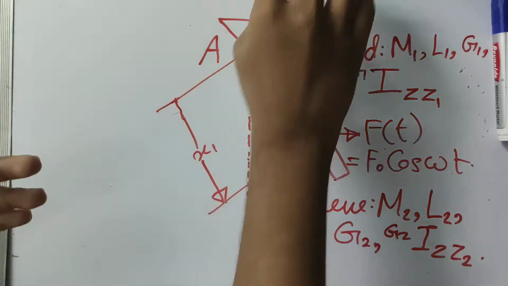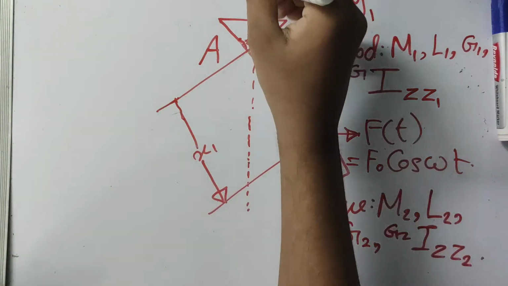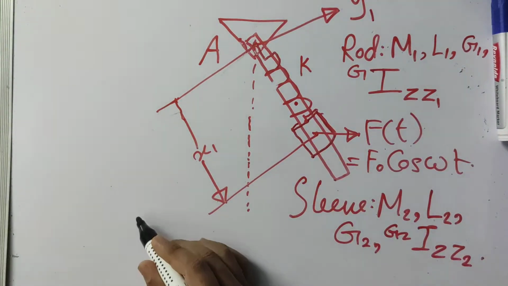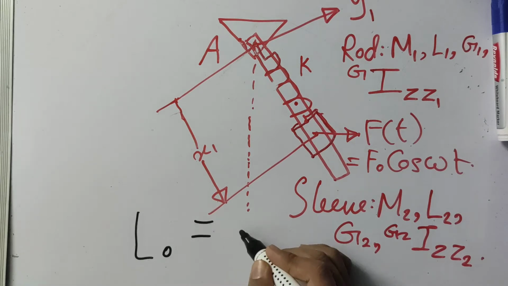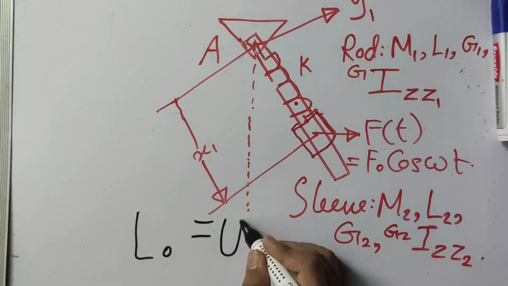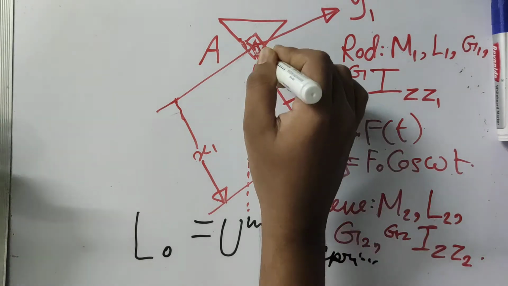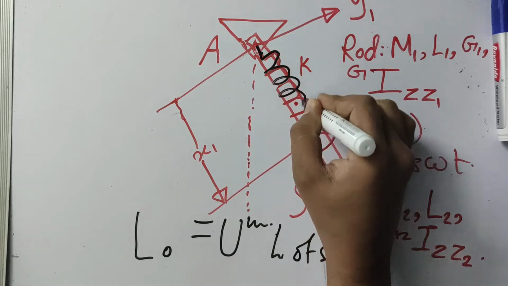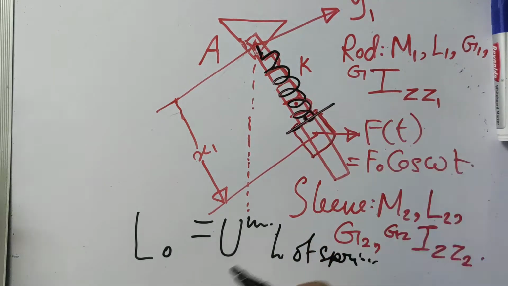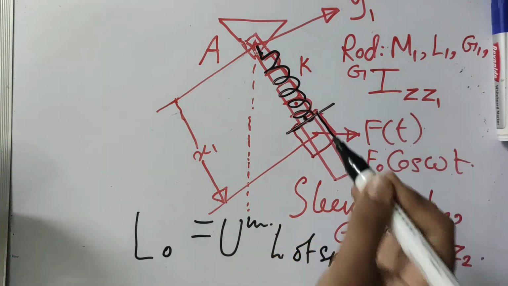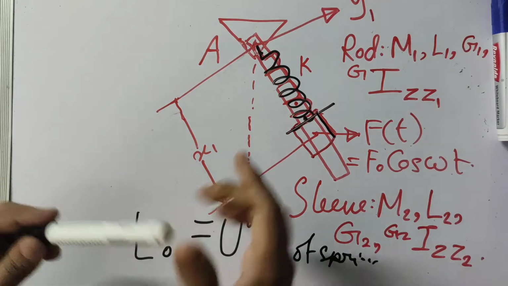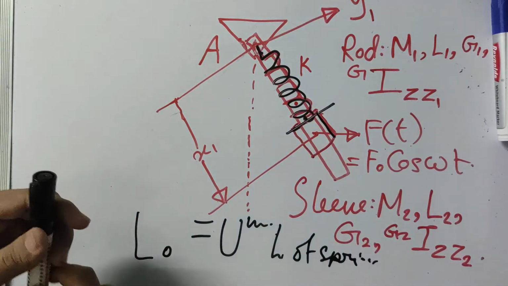I'm also giving that L0 is the unstretched natural length of the spring. Right? This is the spring, which is only till this much. And then the sleeve starts. And the spring is attached to this point. And the rod can oscillate.